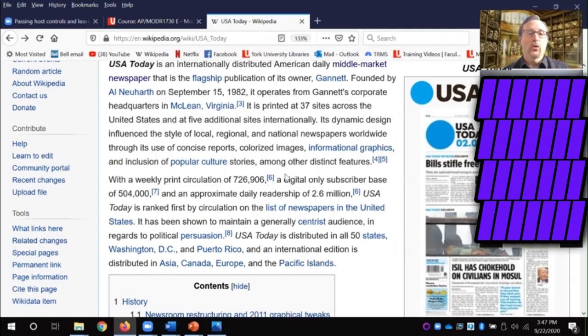Okay, so I'm skimming down. I'm going to draw your attention to this line. USA Today has been known to maintain a generally centrist audience. So a centrist audience means an audience that does not think of themselves as either particularly conservative or particularly liberal. They don't think of themselves as being right-wing or left-wing. That is what centrist means. So that would make you think that Andre Marou is speaking to an unbiased audience.